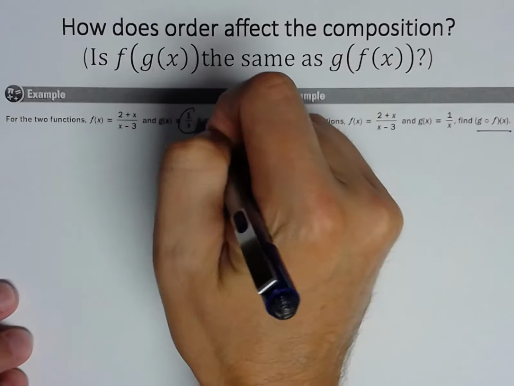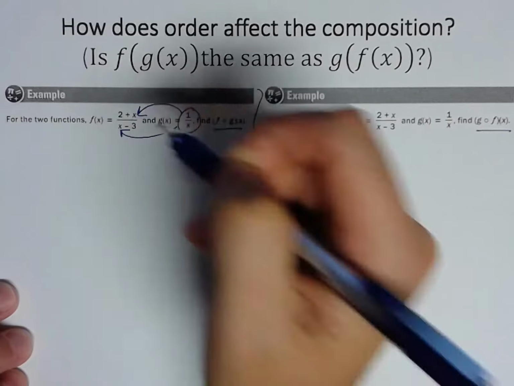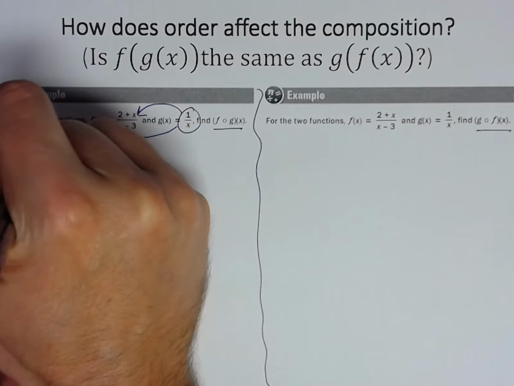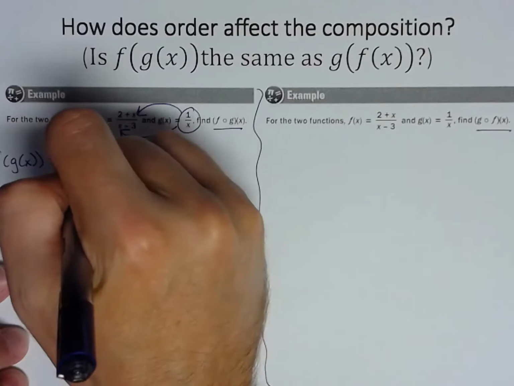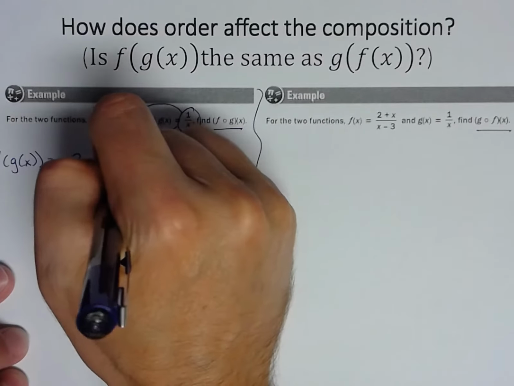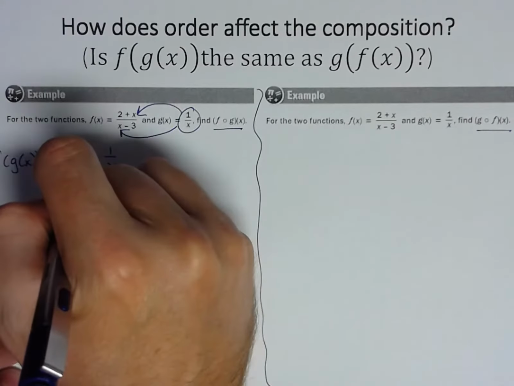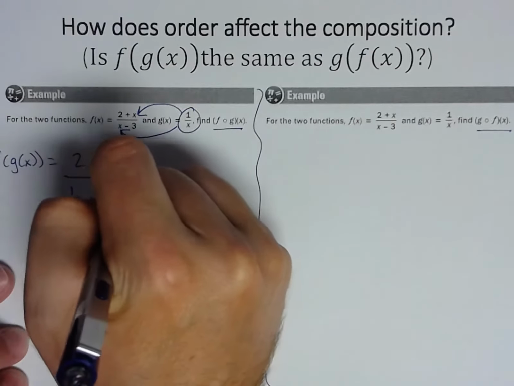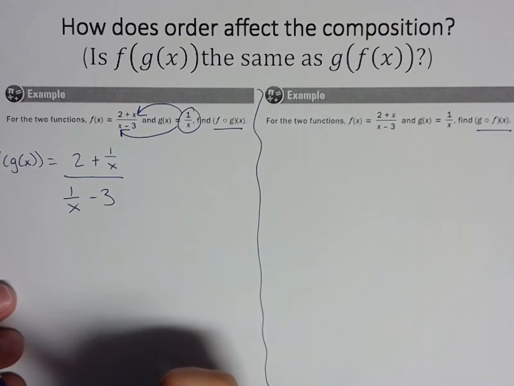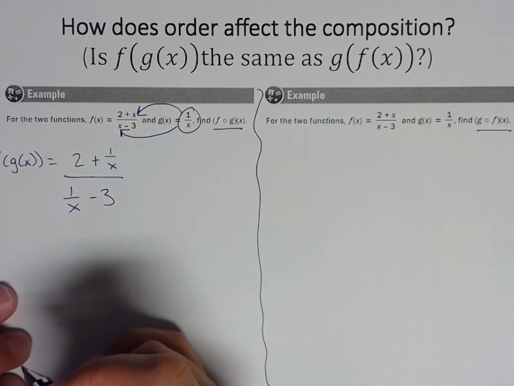So I'm going to take g of x and I'm going to plug it in everywhere that there's an x. So f of g of x. So I have 2 plus, my x will be replaced by 1 over x. And that's all over, so my x on the bottom also replaced by 1 over x. So there's our composition, but notice that's a complex fraction. That's kind of ugly. We've got fractions within fractions. So let's just simplify that.